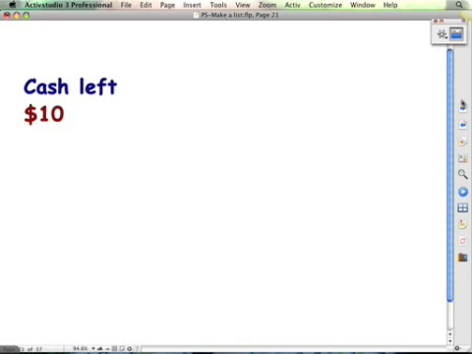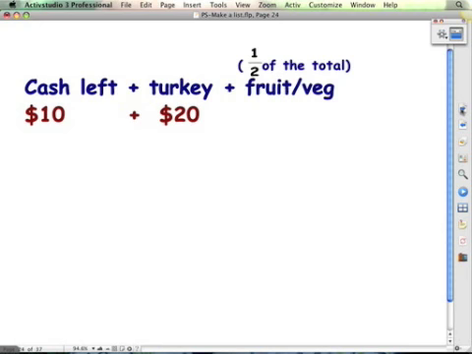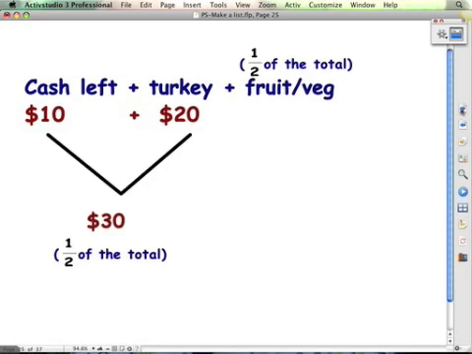We're going to need to do the inverse operation, starting with adding back the cost of the turkey, which was $20. Now let's add the fruits and vegetables. And while we don't know how much she actually spent on that, we do know it was half of the total cost. Now, if the cost of the fruits and veggies was half of the total, then that means that the cash she had left plus the cost of the turkey represented the other half of the total.